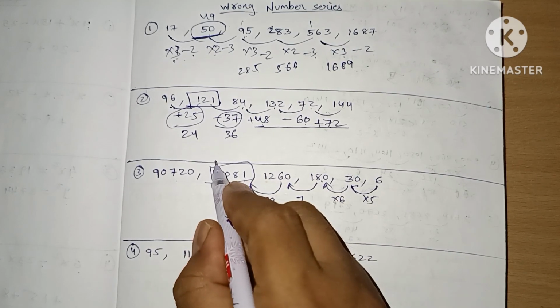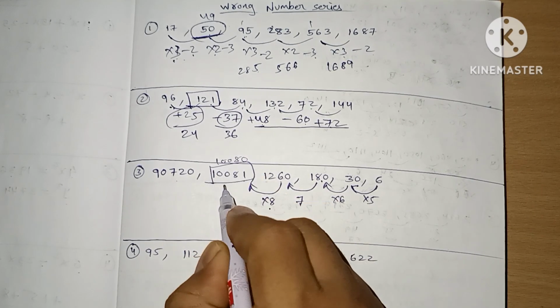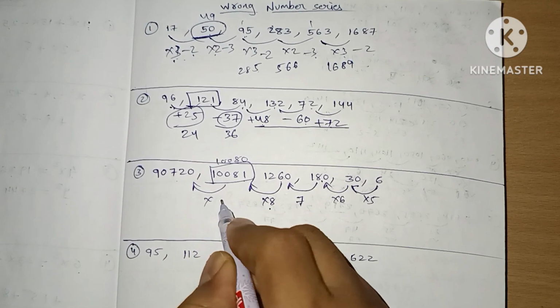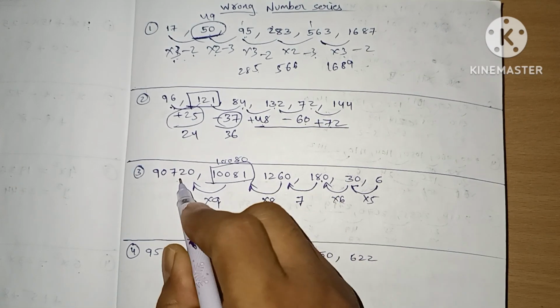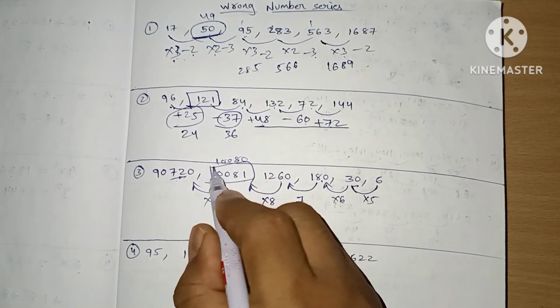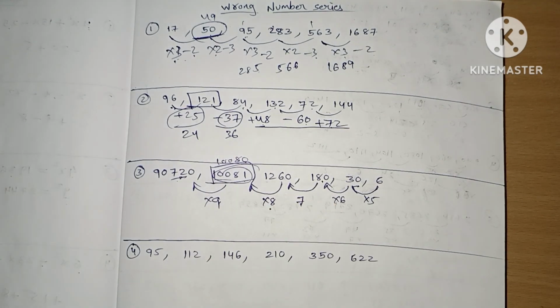It must be 10080. So into 9. 9 8 times will be 72. So this is the right one and this is our wrong number.